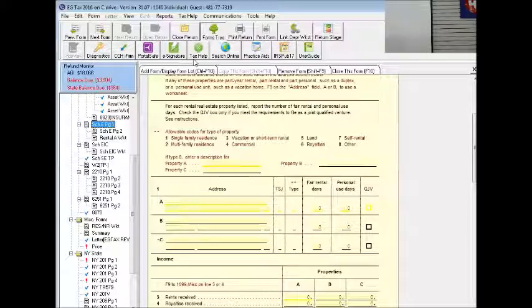Okay. Let's see here. We talked about what royalties are. So on page 1520, we're actually going to talk about that Schedule E that I just popped up.